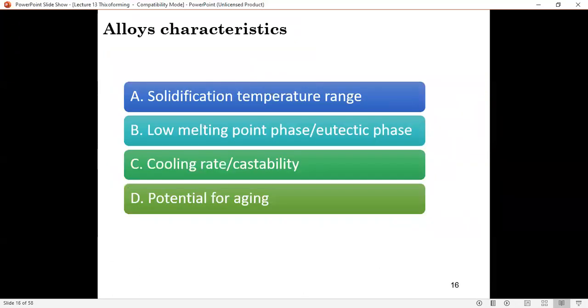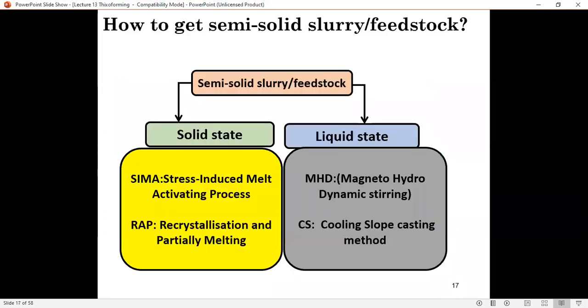So let's look at the alloy characteristics with regards to solidification, temperature range, eutectic phase, cooling rate, and also potential for aging. We're going to go into some detail in terms of how to make this semi-solid slurry, or Thixoform materials, Thixo materials or feedstock. You can make these based on the solid state or liquid state.